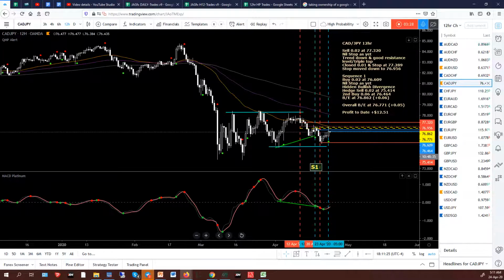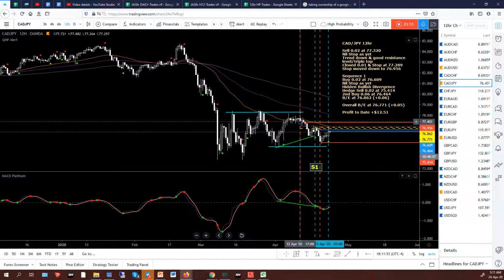CAD yen, Canadian dollar, Japanese yen. Took a second buy this morning, had a buy signal here this morning. MACD Platinum's below the zero level. Now, you can see I've marked this one sequence 1 to start here. So buy, sell, buy. So it's this one here. Buy, hedge, sell, second buy. That's what I took this morning.